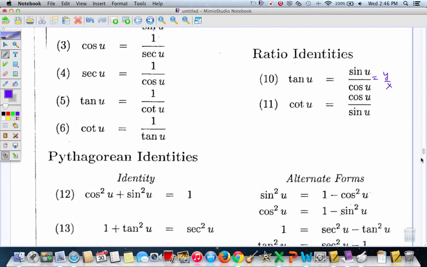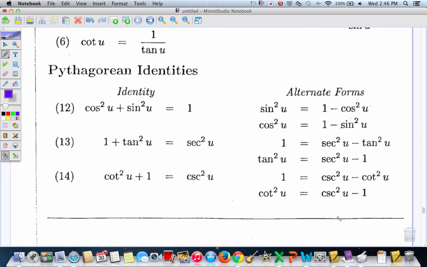Down here at the bottom, we might have to spend a little bit of time looking at our Pythagorean identities. We did look at cosine squared plus sine squared a little bit in chapter 3. But as our first Pythagorean identity, if we take that identity and subtract one of those values from each side, say I subtract the sine squared from both sides, that gives me my alternate form of cosine squared equals 1 minus sine squared. Same thing would apply if I subtract cosine squared from both sides, I get sine squared equals 1 minus cosine squared, and so on.